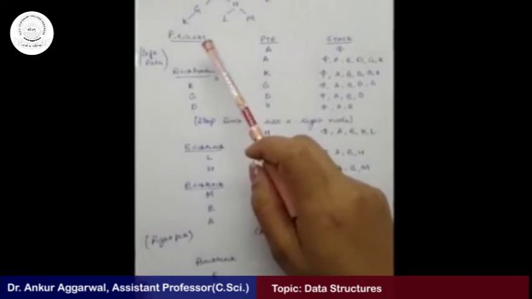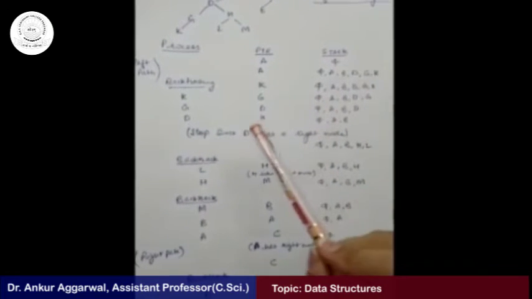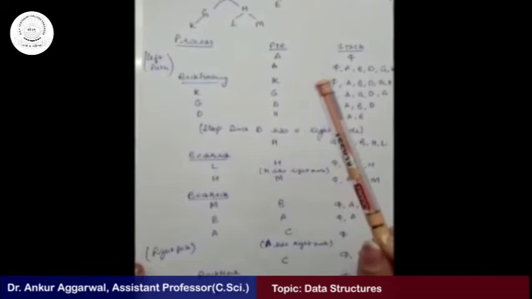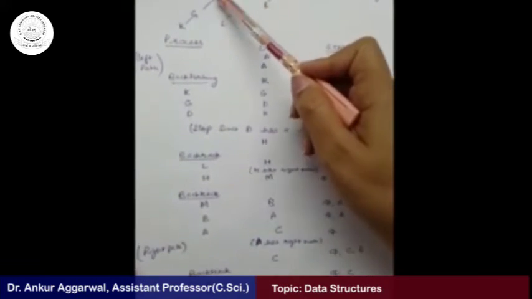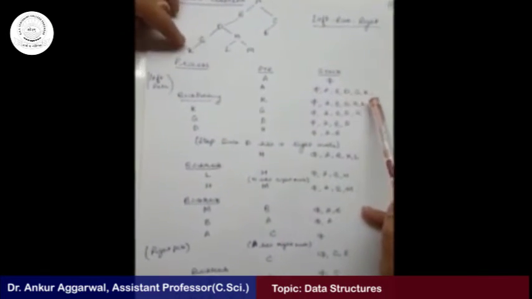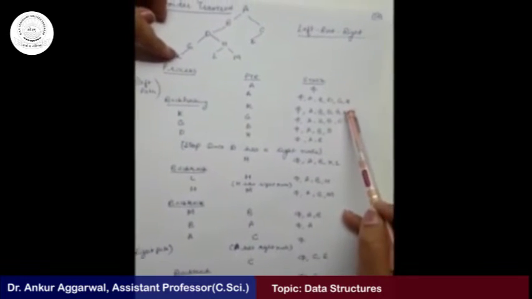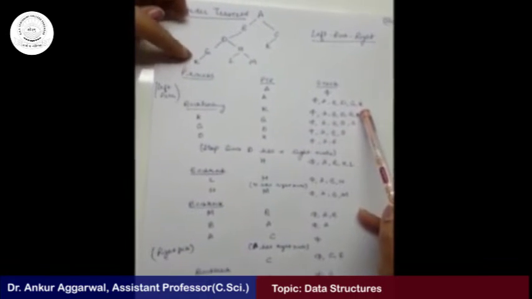Here again we have 3 lists: process, pointer and stack. Initially we have the pointer at root, that is A, and the stack has null values, that is phi. Now since we have to first process the left subtree, we will push all the root nodes on the left subtree onto the stack. So here A will be pushed onto the stack, then B, then D, then G and then K. Since K is the last node and there are no further child nodes of K, here we start backtracking.